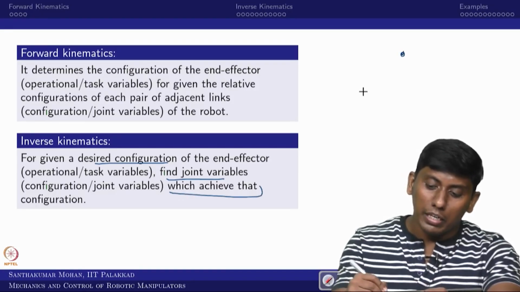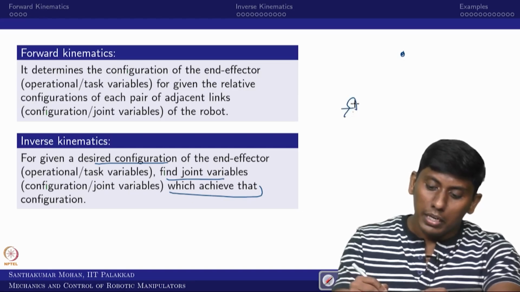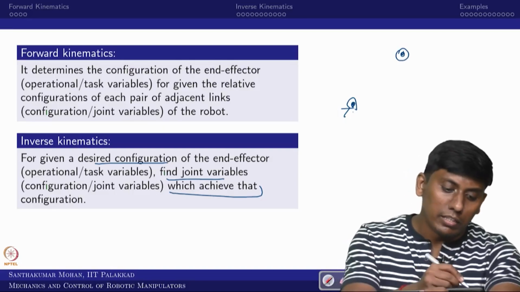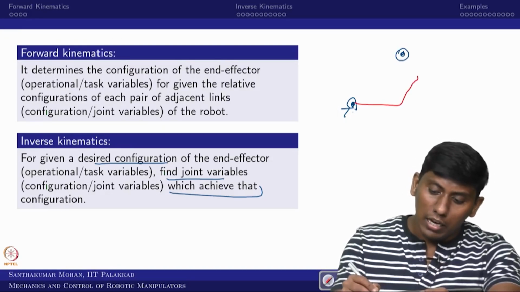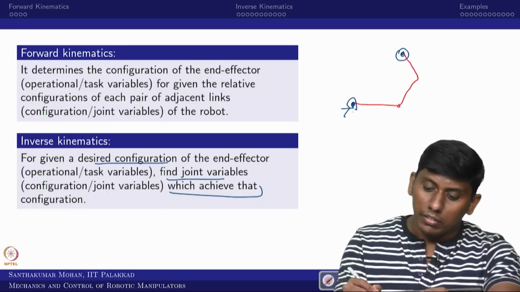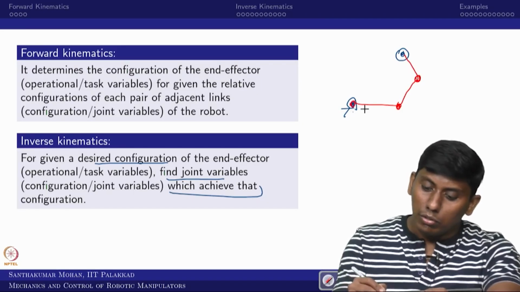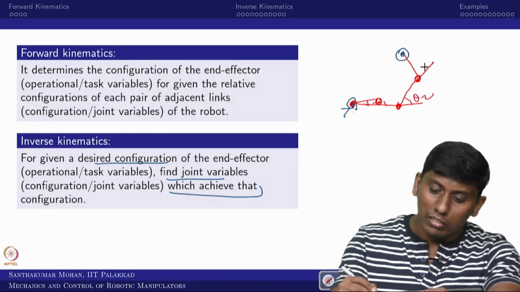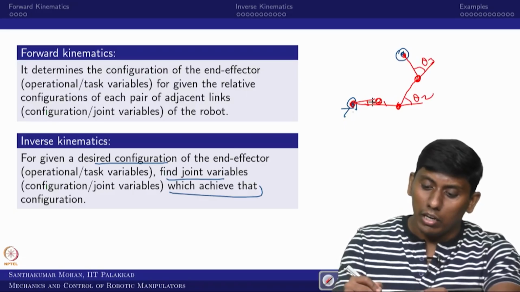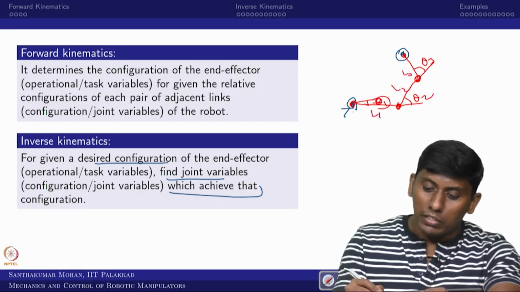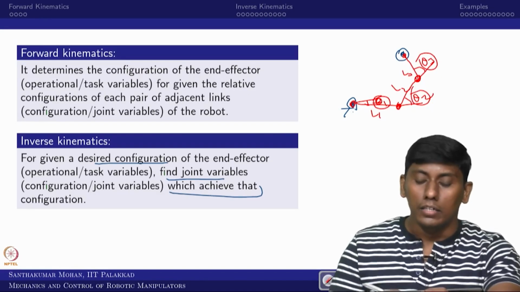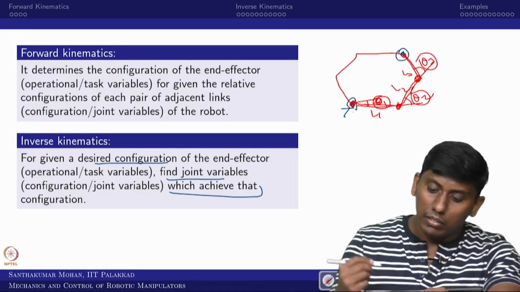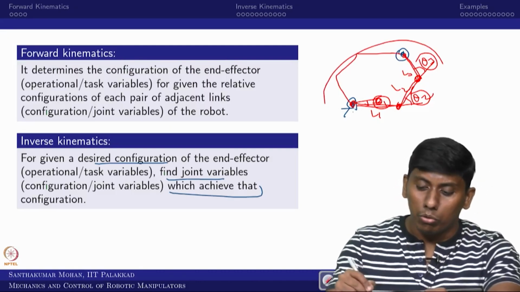I am given a configuration. This is my base and this is my end effector. Can I fix it? For example, this is a 3R joint arm, so I have to see how to fix it. These are the three R's. This angle I assume is theta 1, this angle is theta 2, and this angle is theta 3. L1, L2, L3 are constant, so if I fix theta 1, theta 2, theta 3, I can find it. This is the way I can arrange it, or the other way around, and that is what you call inverse kinematics.